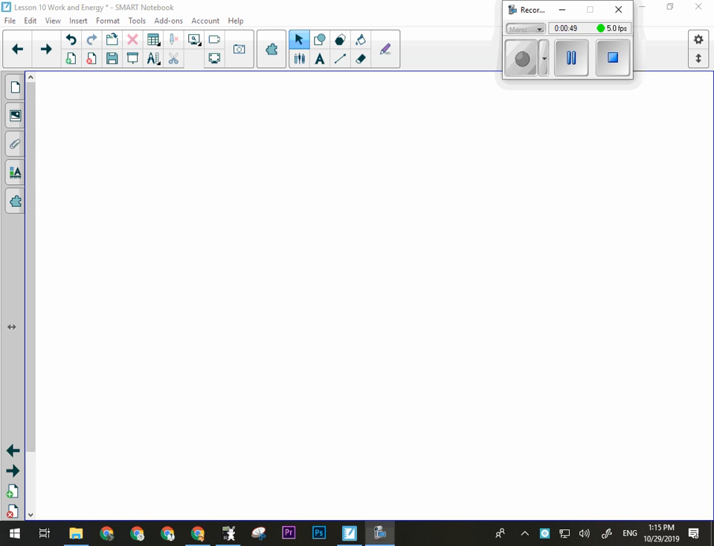Okay, so we're going to look quickly here, guys, at a couple of work energy theorem kind of problems, but a little simpler than what we did yesterday with the inclined planes and things like that. Okay, just going to go over one that's more of a real world application.